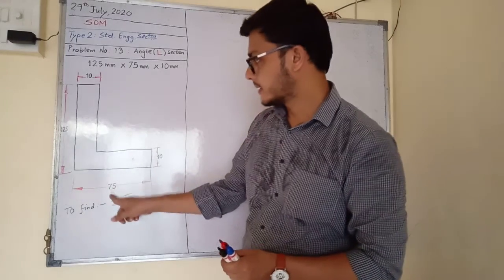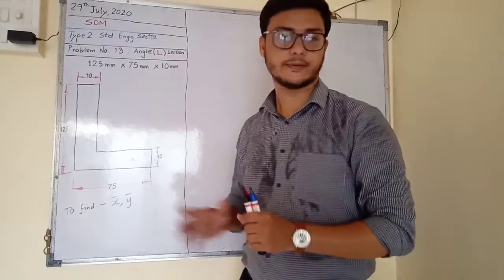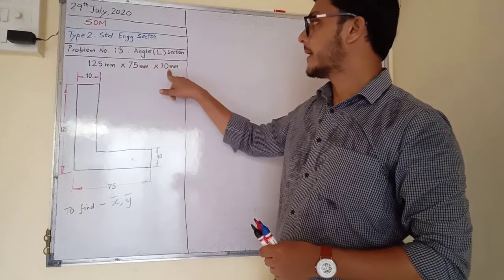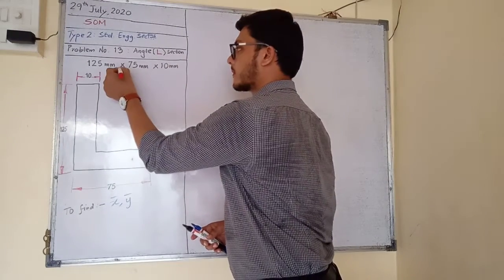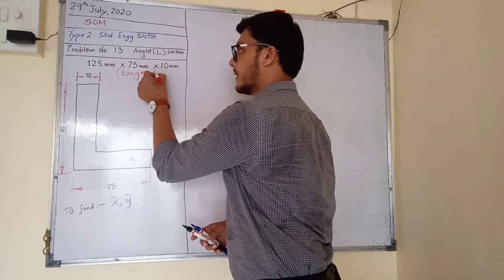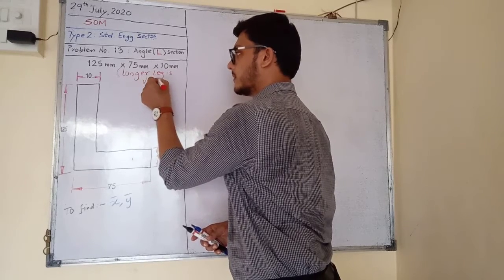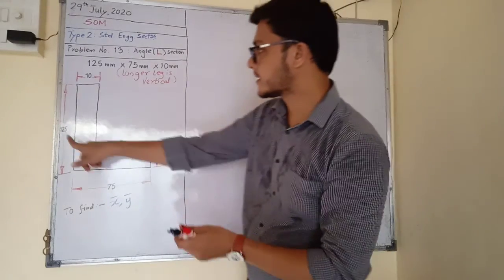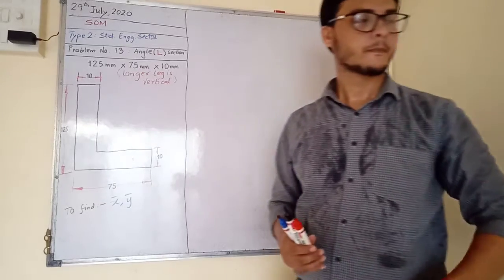Unequal means these two legs are of different dimension. This is 125 and this is 75. The section is 125 mm by 75 mm by 10 mm, and the condition given is that the longer leg is vertical. So this is the longer leg, 125, this will be vertical, and the shorter is horizontal.